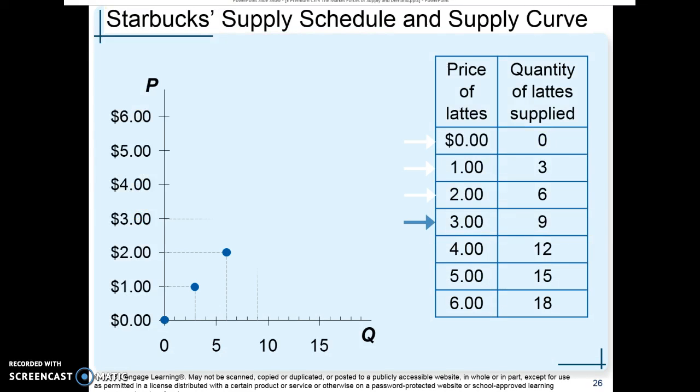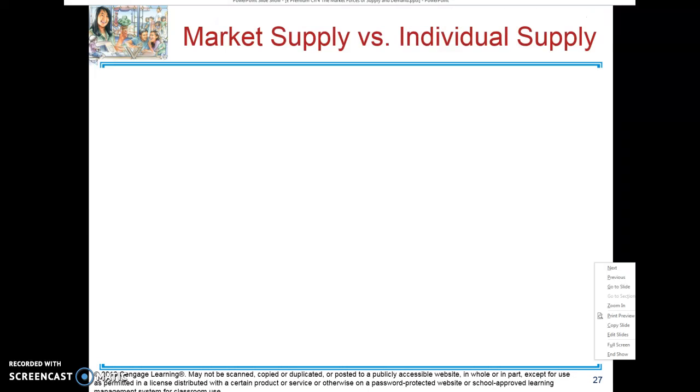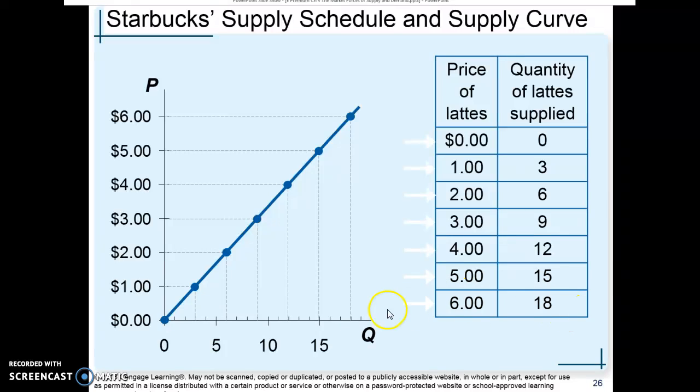So we're going to graph this here, and notice that the supply curve for lattes goes up. So it's upward sloping, as opposed to demand, which was downward sloping. So you're always going to graph supply like this, upward sloping from the origin.